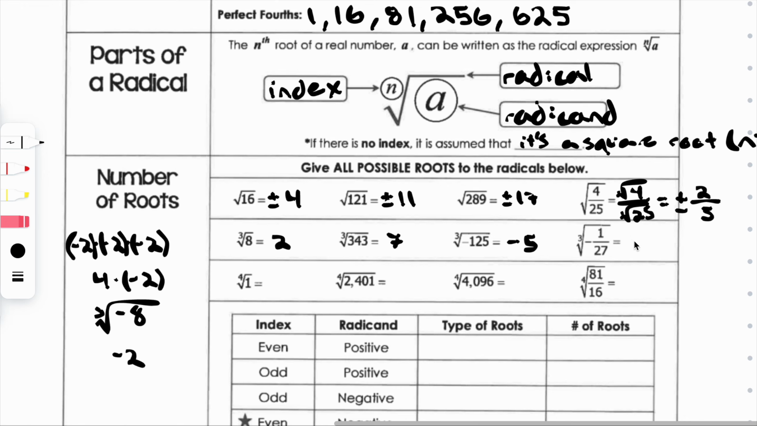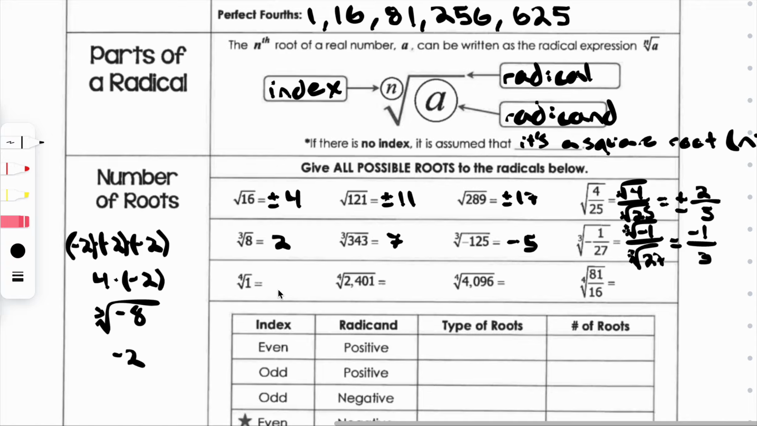Perfect. Now, again, we can split it up like we did in the last unit and have the cube root of negative 1 up there, the cube root of 27 down here. Now the cube root of negative 1 is just going to be negative 1. The cube root of 27 is going to be 3. Okay, great.